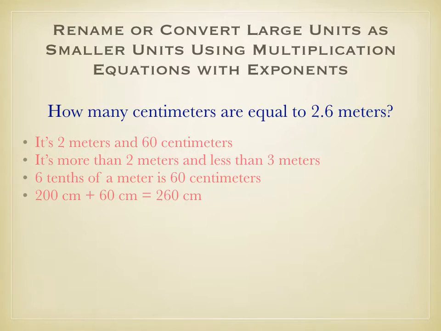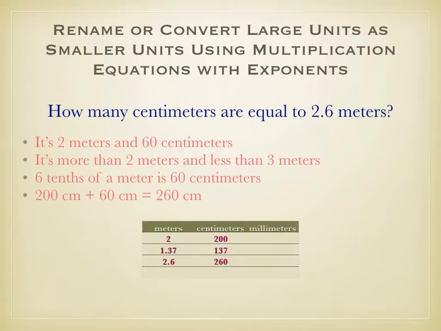And let's add that to our chart. We have 2 6/10 of a meter equals 260 centimeters. How could we write that in a multiplication equation? Well, we could do 2 6/10 times 100 equals 260. How could we write it with an exponent? Well, 100 is 10 to the second power, so it would become 2 6/10 times 10 to the second power equals 260.